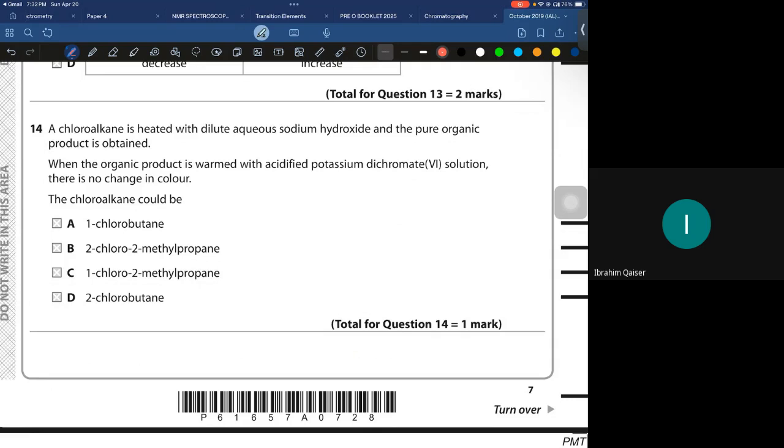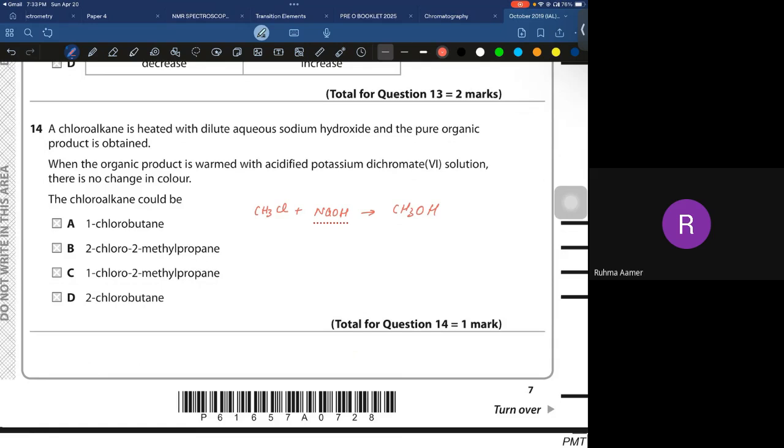The chloroalkane could be B, because it's a tertiary alcohol, and tertiary alcohols cannot be oxidized. First of all, suppose this is CH3Cl. It is going to react with NaOH and form CH3OH. Okay, a pure organic product is obtained. When the organic product is warmed with acidified potassium dichromate, this is an oxidizing agent.